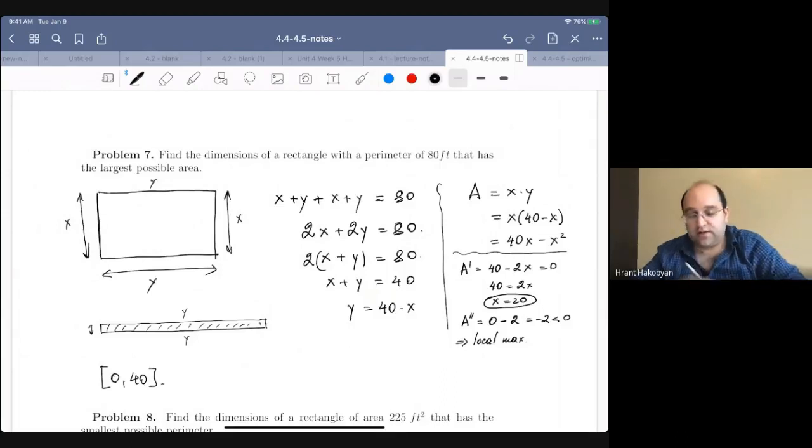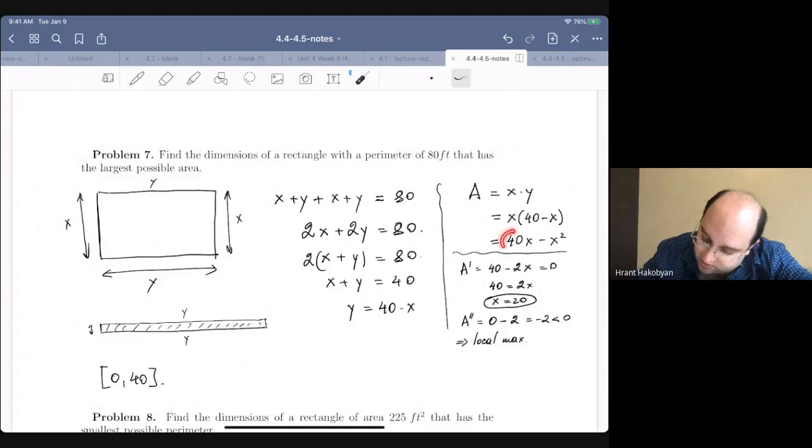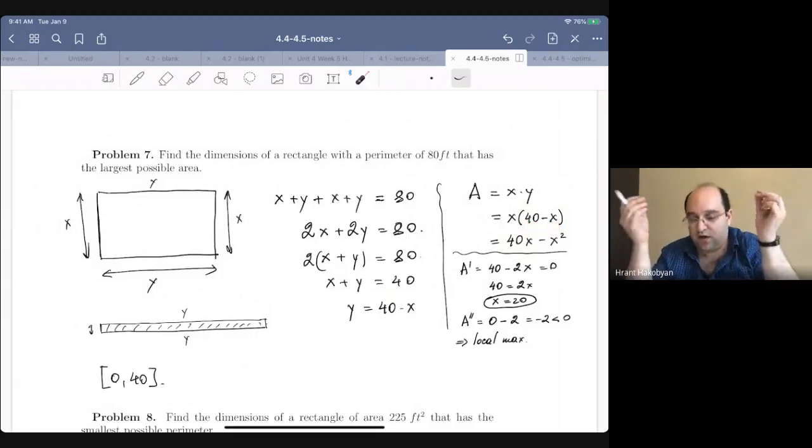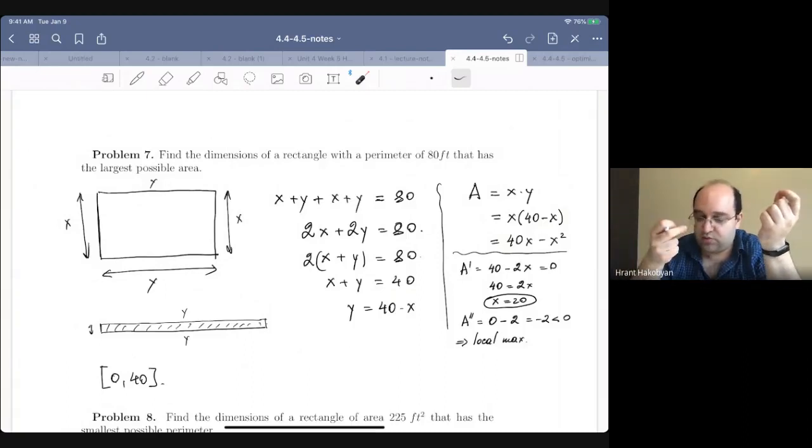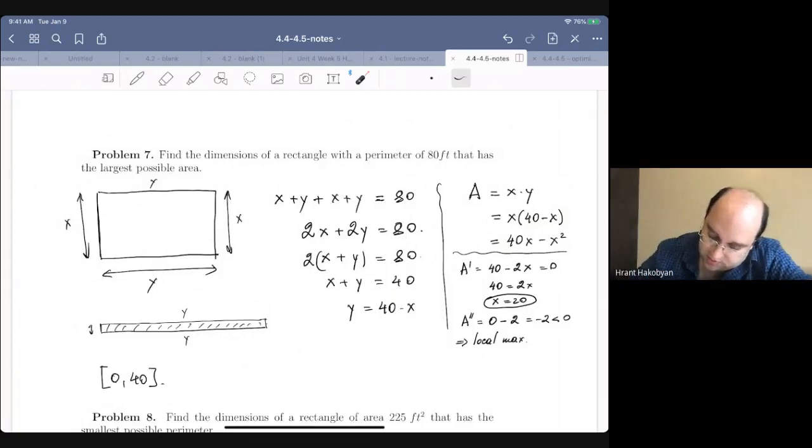Okay, at those points at 0 and 40, if I plug 0 or 40 into the area, what do I get? If I plug in either one, I'll get a 0, right? So it's a function which is 0 at the endpoints, and it has a maximum at the point 20. Well, it has to be an absolute maximum, right? So we have absolute maximum at 20.